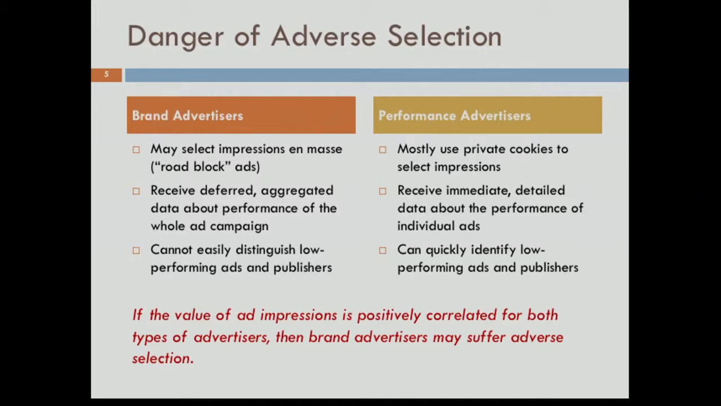So if the value of ad impressions is positively correlated for both types of advertisers, brand advertisers may suffer adverse selection. It could be that on that website I'm looking for desirable ads. There are people who visited my store, but I'm also preferring to target high-income people or people who I know are responsive to advertising from information I have about them. And if I'm picking off those ads and leaving for you the low-income people and the people who are not responsive to advertising, you're not too happy about that.